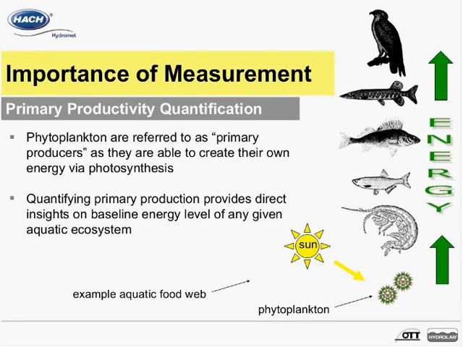The graphic on this slide shows a simplistic aquatic food web, where energy created by photosynthetic phytoplankton is channeled up through the food chain. As one might expect, concentrations of phytoplankton can have a direct effect on all organisms within an aquatic food web. Quantifying primary production through phytoplankton biomass measurements is a common way to gather direct insights into the baseline energy level of any given aquatic ecosystem.